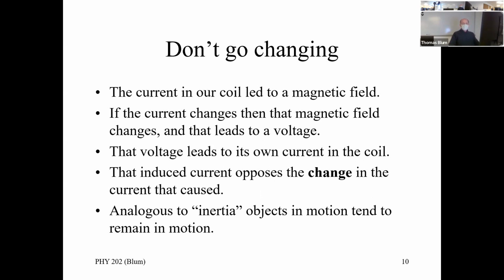Okay. So now the effect that we're interested in is that we have a current that causes a magnetic field. And then if we try to change the current, that causes a changing magnetic field. And the changing magnetic field makes its own current. And that new current is opposite to the change. So it kind of tries to keep us from changing. It doesn't prevent us from changing. We're allowed to change, but it just kind of resists the change.